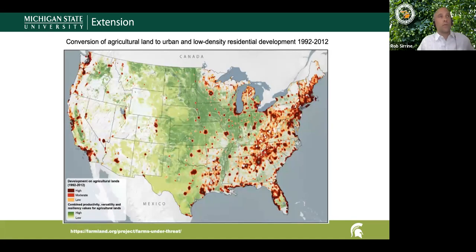Another issue to contend with, and this probably isn't surprising based upon the previous slides, is conversion of ag land to urban and low density residential development, which is happening. This is from the American Farmland Trust. So development converted 31 million acres of ag land in the U.S. between 1992 and 2012, which is double the amount previously documented by national data sets.